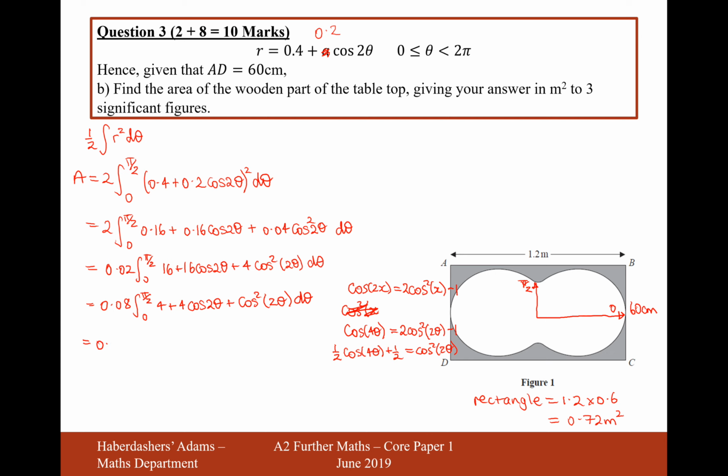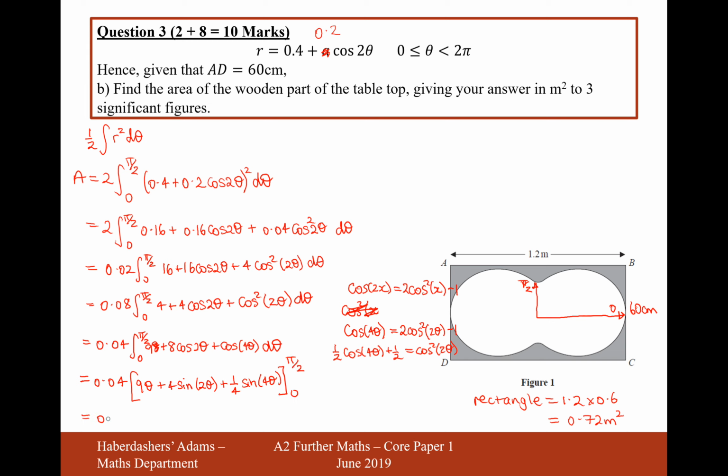What I'll do is bring a factor of 2 back into my brackets so that I can get rid of those halves straight away. So it's going to be 8 plus 8 cos 2 theta plus 2 lots of this expression, which makes it cos 4 theta plus 1, so actually I'll change the 8 to a 9 at the front, d theta. Now we can start integrating. It's 0.04 times, integrate 9 to get 9 theta, plus cos integrates to sine, so 4 sine 2 theta, plus a quarter sine 4 theta, between 0 and pi by 2.